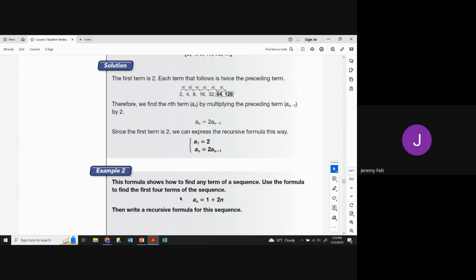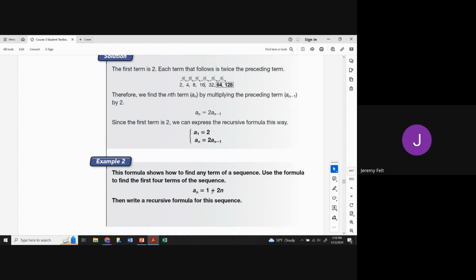Example 2: this formula shows how to find any term of a sequence. Use the formula to find the first 4 terms of the sequence: 1 plus 2n. Okay, so a of 1: put in 1 for n. 2 times 1 is 2, plus 1 is 3. Put in 2 for n: 2 times 2 is 4, plus 1 is 5. Put in 10 for n: 2 times 10 is 20, plus 1 is 21.